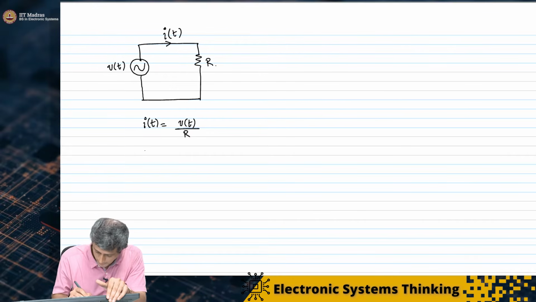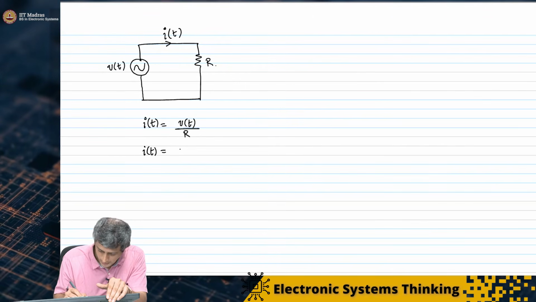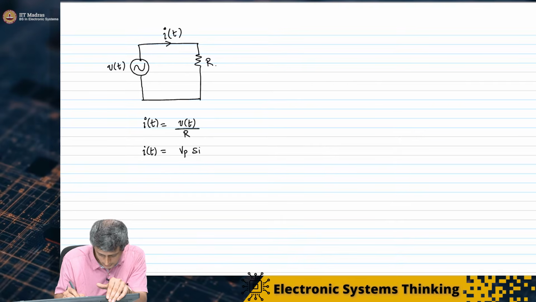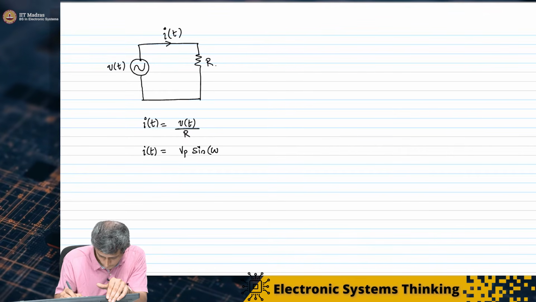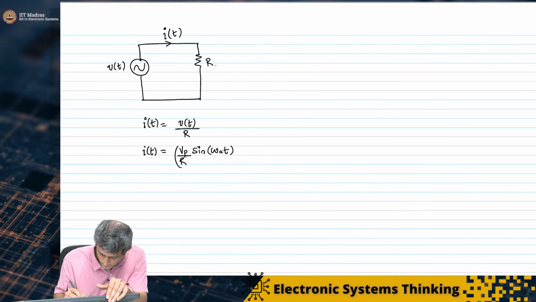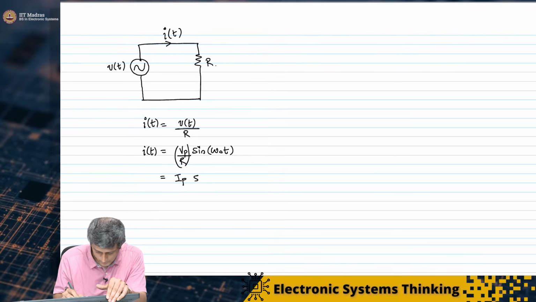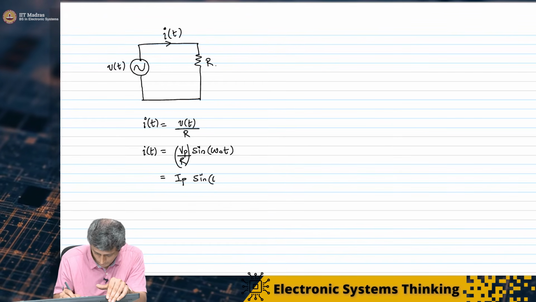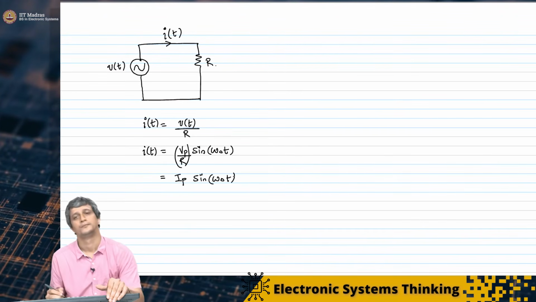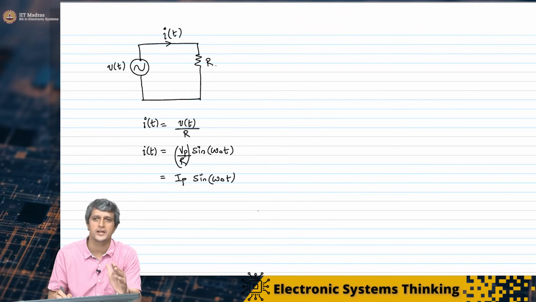Okay, so if you look at I of t now, it's going to be Vp sine of omega naught t divided by R. So you could write this as Ip sine of omega naught t. Now this is an instantaneous current value.